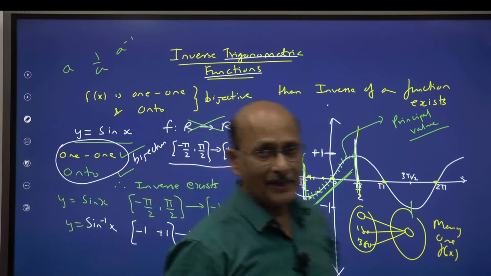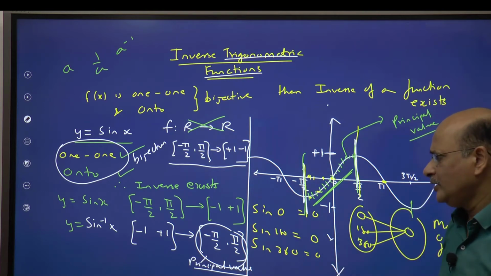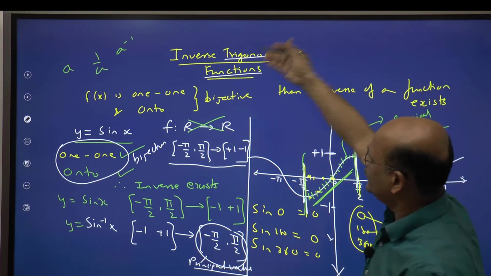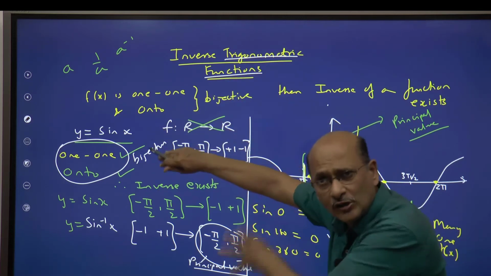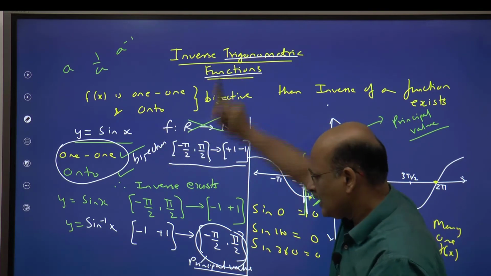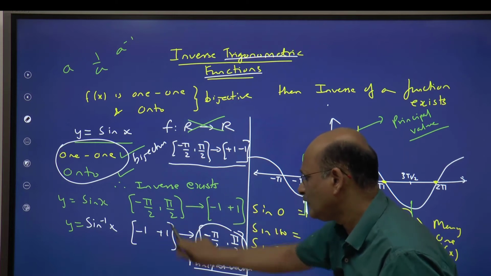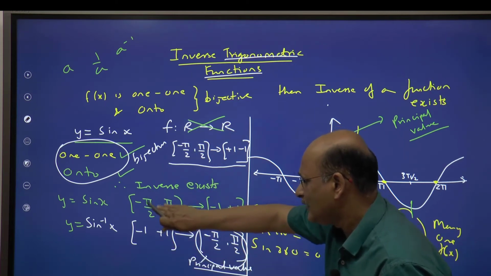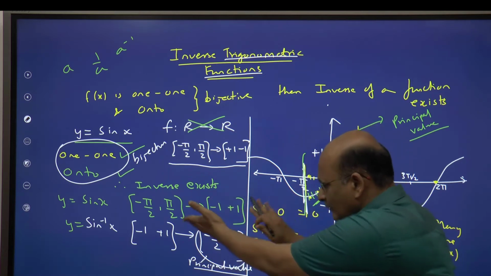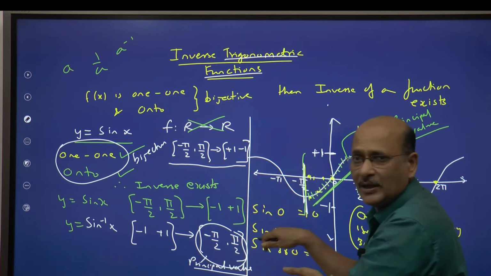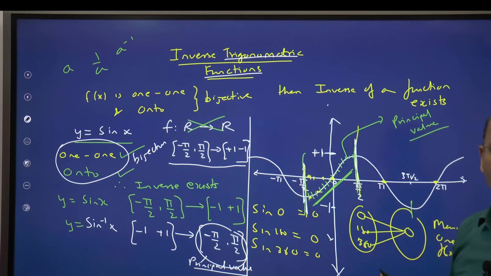So you have to keep in mind this portion, very important: how I converted the trigonometric function into a bijective function, and because of bijective the inverse exists, and in inverse what behavior happens? The principal value minus pi by 2 to pi by 2, minus 1 to 1, the domain becomes range and range becomes domain. That's the portion of it.